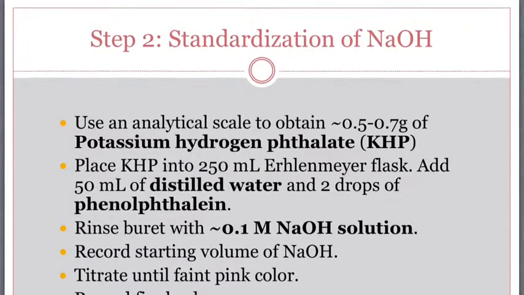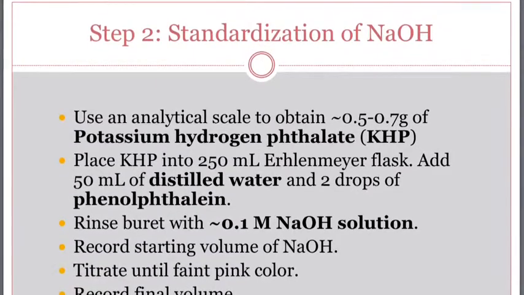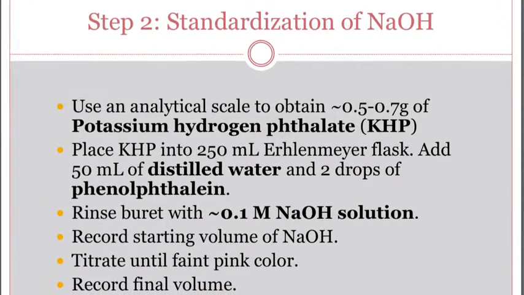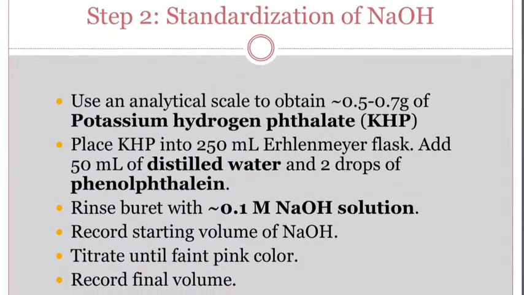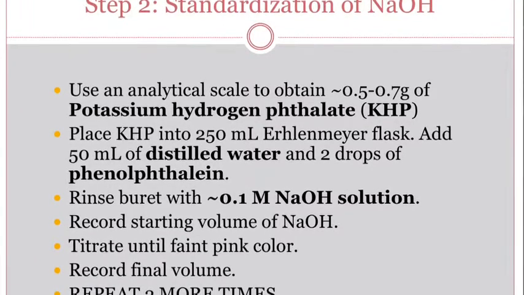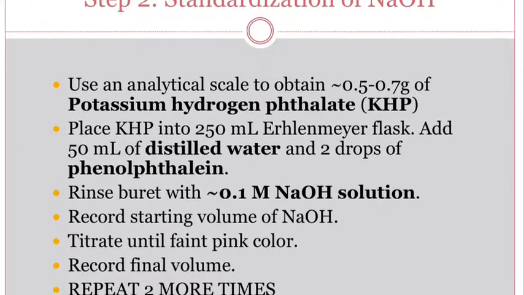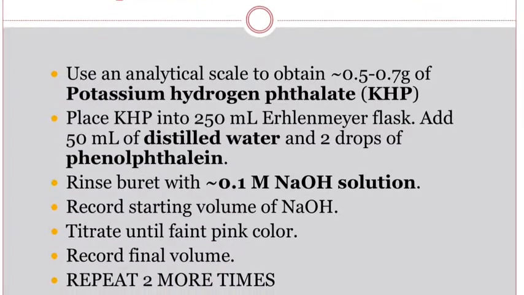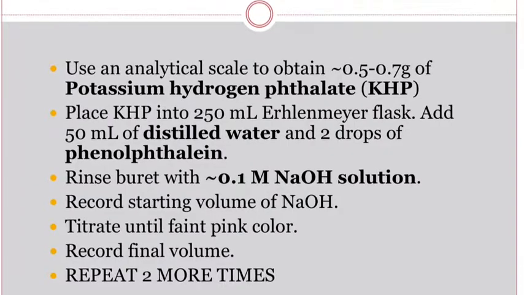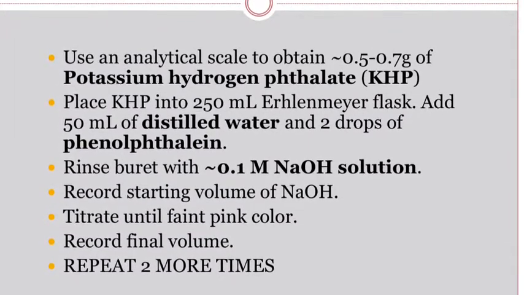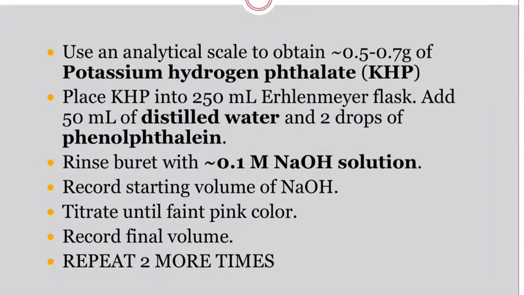In step 2, we'll be standardizing our NaOH solution. We'll first use an analytical scale to measure out 0.5 to 0.7 grams of potassium hydrogen phthalate, also known as KHP. We'll then place that KHP in an Erlenmeyer flask and add 50 milliliters of distilled water and 2 drops of our indicator phenolphthalein. We'll then rinse out the burette with our NaOH solution to make sure it's not contaminated with anything else or the concentration is not affected by excess distilled water.